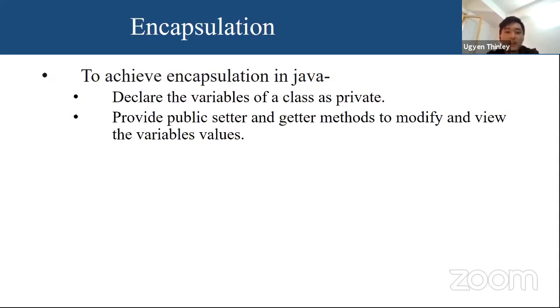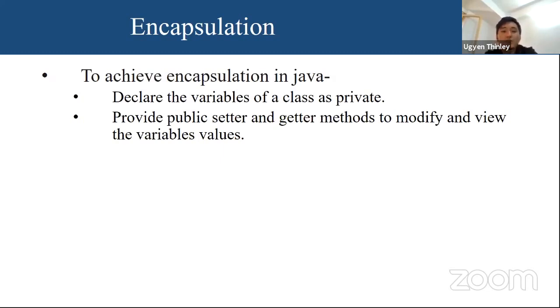In Java, encapsulation is achieved when you declare the variables of a class as private. When you declare a variable of a class as private, another class won't be able to access that variable. So another class won't be able to get the variable of a class that is private.